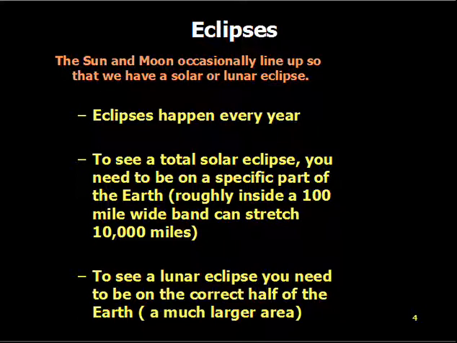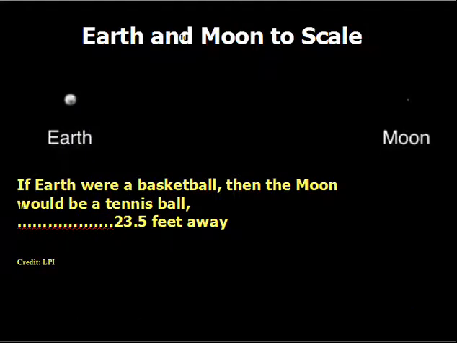That's a long one. To see a lunar eclipse, we just have to be on the right half of the earth where the moon is above the horizon when the eclipse occurs. So many more people see lunar eclipses than see solar eclipses.